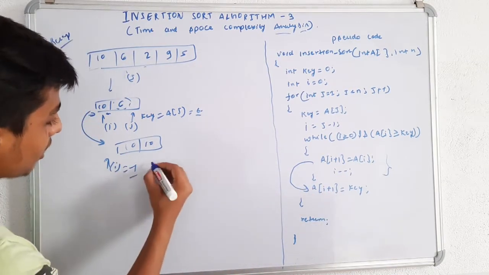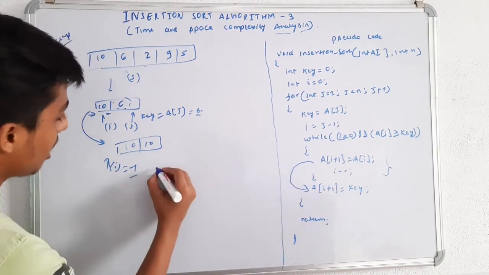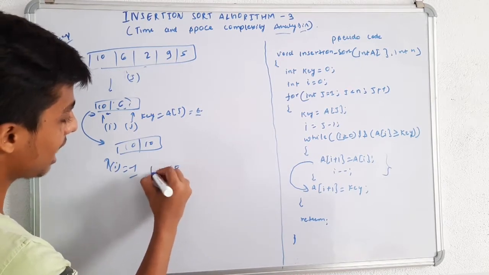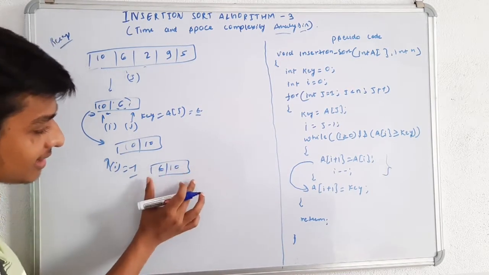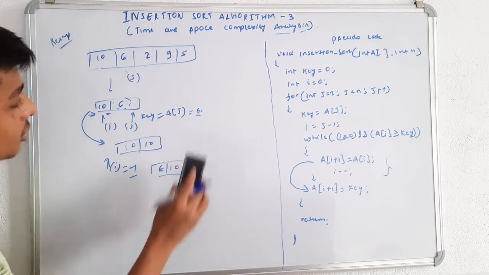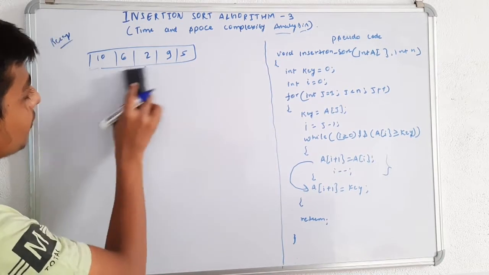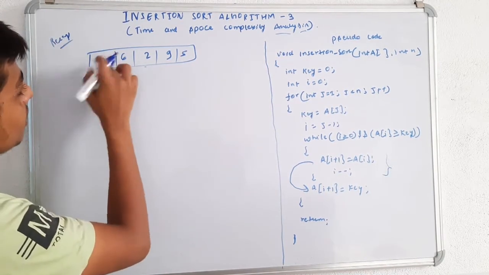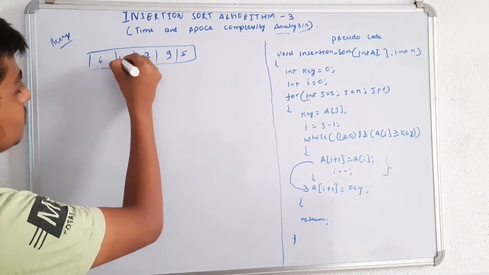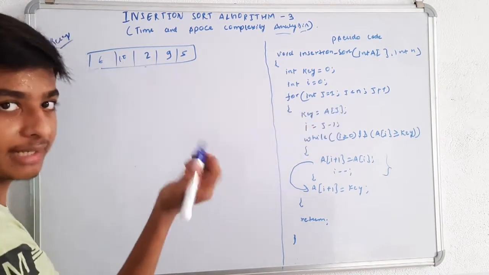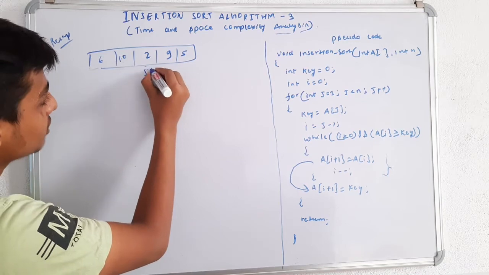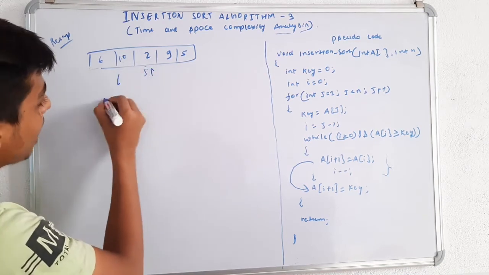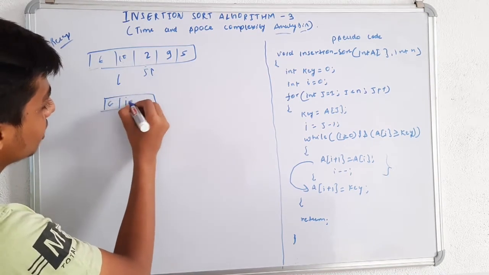So if you do this step, then you will get 6 and 10. So if you see, this sub array has been sorted. So now my main array will be updated here. Okay, now the j value will be incremented from 1 to 2. That means j will come here, which means we have to sort the array of size 3 now.